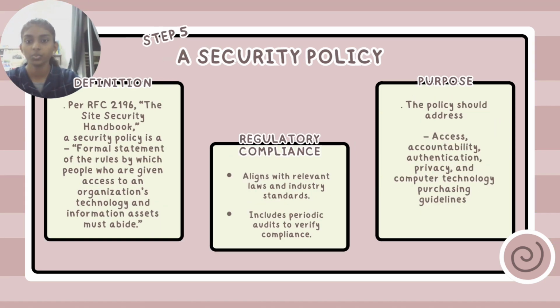Next is step 5, which is a security policy. A security policy is defined as the formal statement of the rules by which people who are given access to an organization's technology and information assets must abide. For regulatory compliance, a security policy must align with relevant laws and industry standards. It also has to include periodic audits to verify compliance. The purpose of a security policy is that it should address access, accountability, authentication, privacy, and computer technology purchasing guidelines.